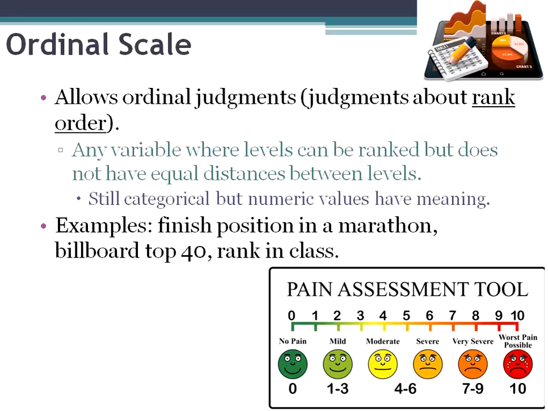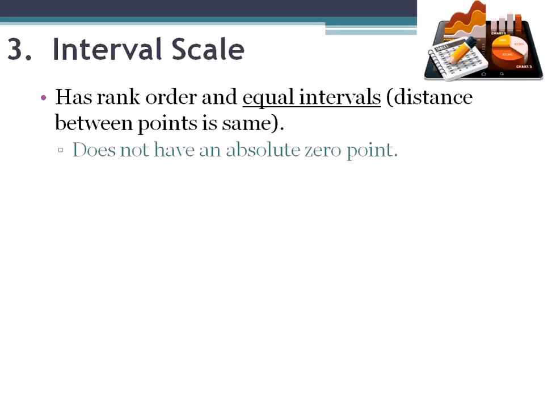So in terms of the pain scale, the difference between 2 and 3 for me might not be the same as the difference between 8 and 9, for example. Now, for an interval scale, now we're getting into the land of continuous data. So nominal and ordinal, typically categorical data. Interval and ratio are typically continuous data.